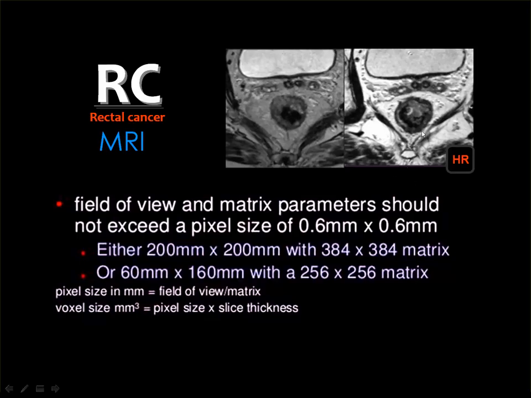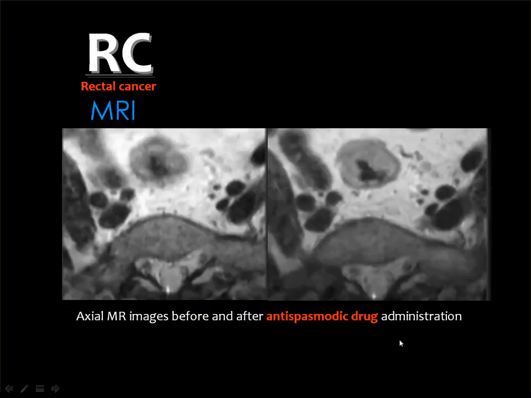In the high resolution image, you can see the layers of the rectum, including the mucosa and the submucosa, which are of bright signal, and the muscularis propria, which is of low signal. Then you can see the mesorectal fat, and you can also identify the mesorectal fascia.